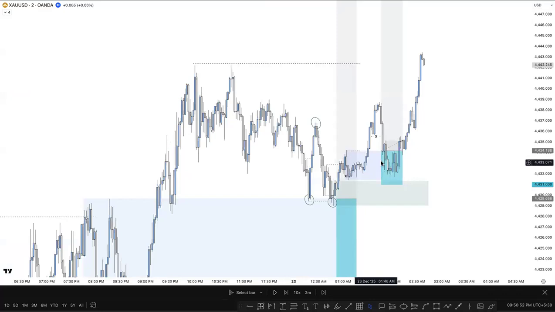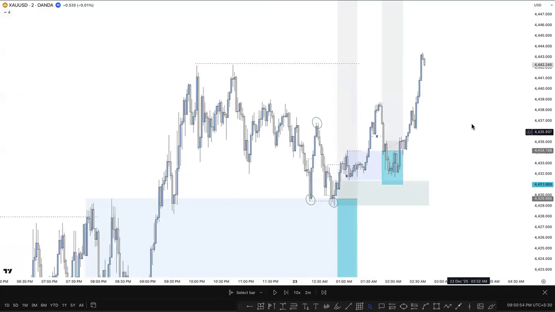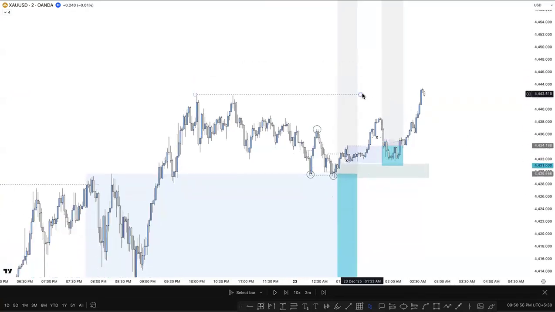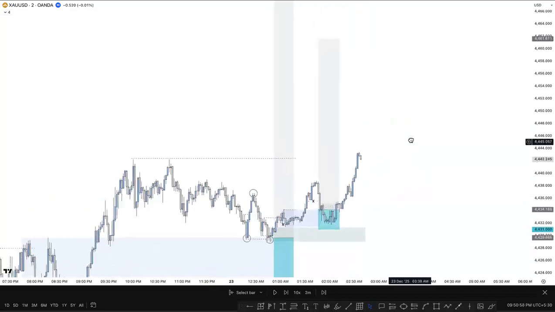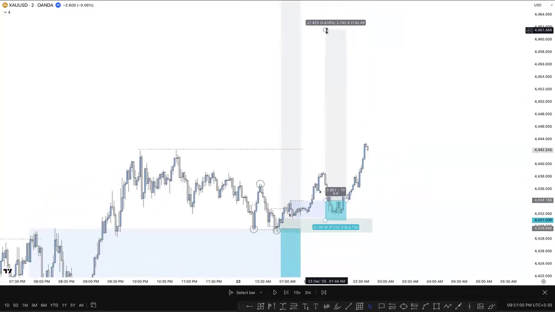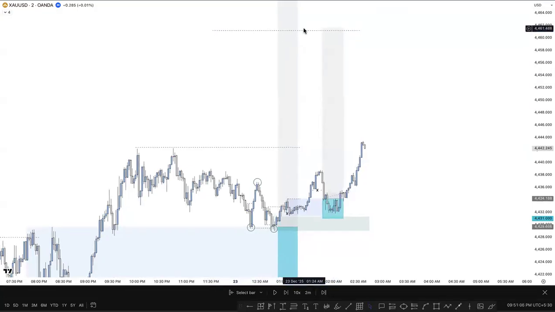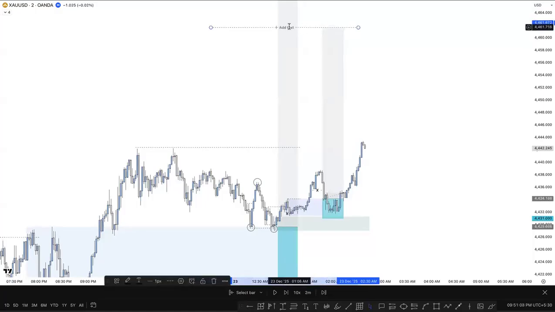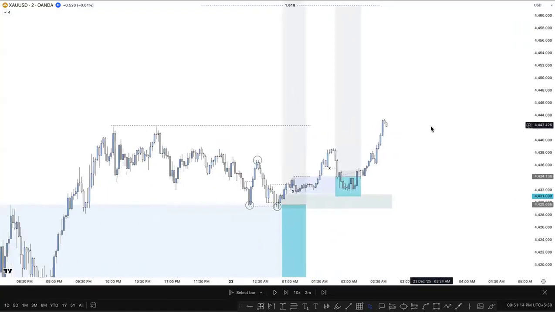Okay, so this is our entry, this is our stop loss and this is our take profit, the previous swing high. And also we can set it based on Fibonacci, the previous 1.618 right here. This is our take profit. 1.618 as per the Fibonacci tool, we can set the target right here. Now let's see what happened next and how price acted after this.